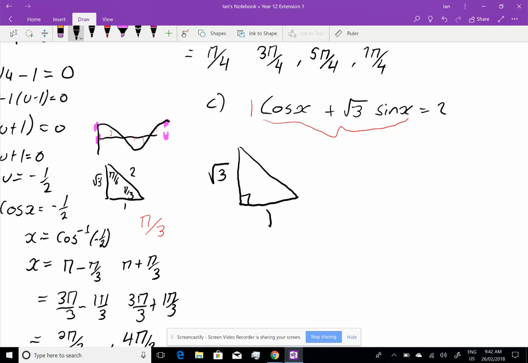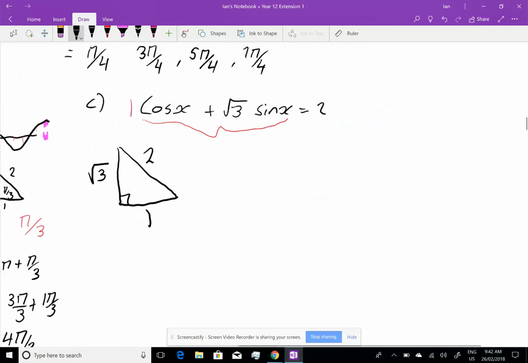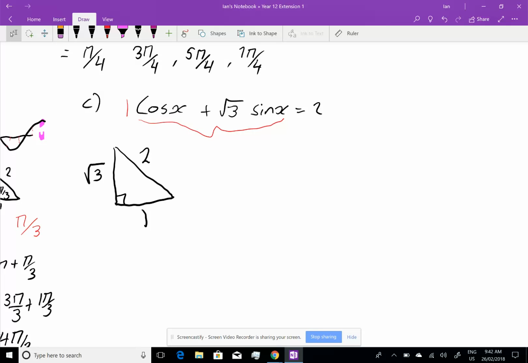Now I'm going to do this in my head, but it's root 3 squared, which is 3, plus 1 squared, which is 1. 3 plus 1 is 4. The square root of 4 is 2. And immediately this is the triangle that we know is going to give us pi on 3 and pi on 6, or 60 and 30. Now, if I look at my formula sheet, which one has a plus in the middle? And it's sine. So I'm going to express this in terms of r sine x plus some angle.